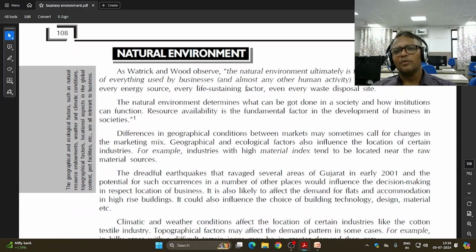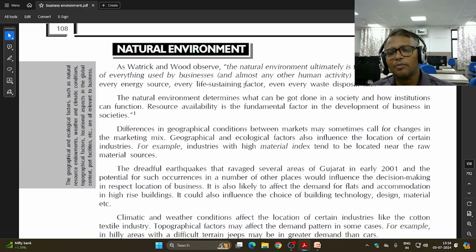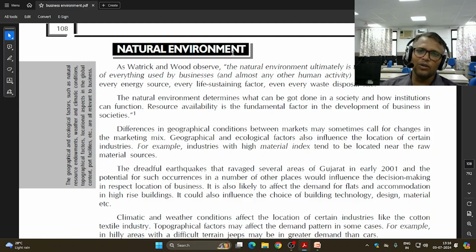Now we need to understand the natural environment. See, the natural environment covers the geographical and ecological factors, and those natural resources which are based on the weather and climatic conditions, the topographic factors, the locational aspects, and also the thermal context, even the ports, etc., which are relevant to businesses. Thus, the natural environment is ultimately the source and support of everything used by businesses and almost any other human activity.